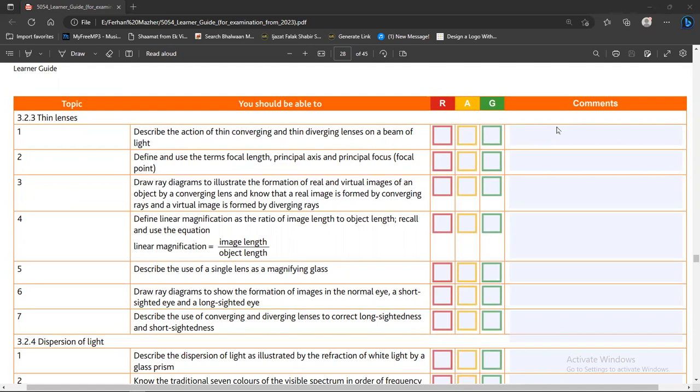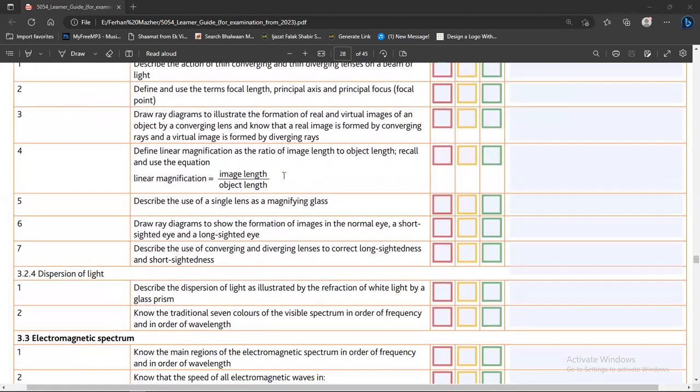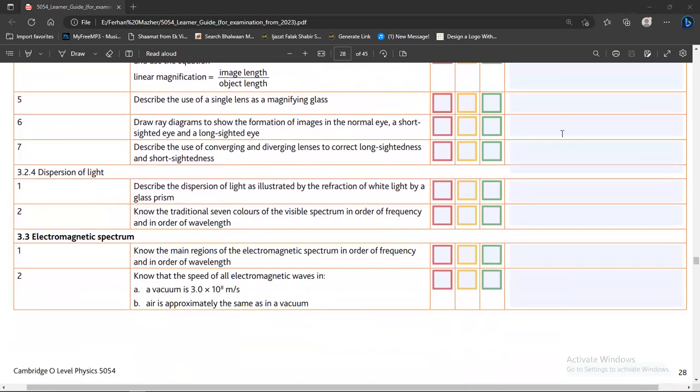Define linear magnification as the ratio of image length to the object length. Recall and use the equation linear magnification equals image length divided by object length. Describe the use of a single lens as a magnifying glass.